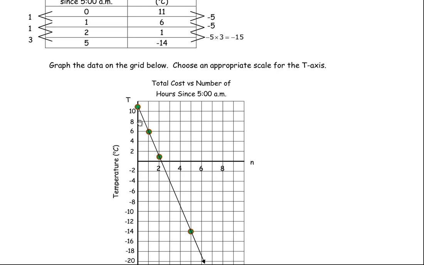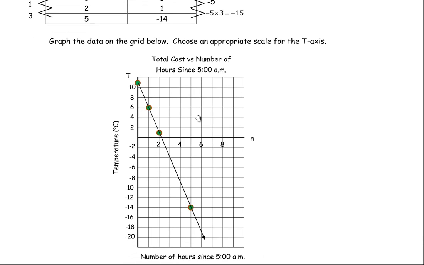So 2, 4, 6, 8, 10. See, that would actually be 12. So there's the +11 at the beginning. And then after 1 hour, it's at +6. So over 1, up 6, at 1 hour, it's at 6 degrees. 2 hours is down to 1. Remember, each block is 2 degrees, so halfway from here to here would be 1 degree. And then at 5 hours after 5 a.m., which of course would be 10 o'clock in the morning, it's at -14. So at +5, it's down to -14.